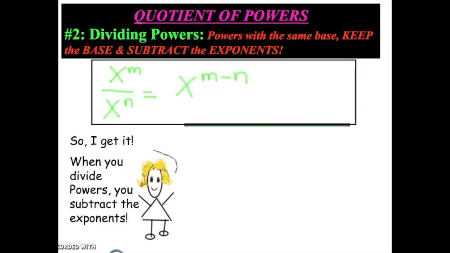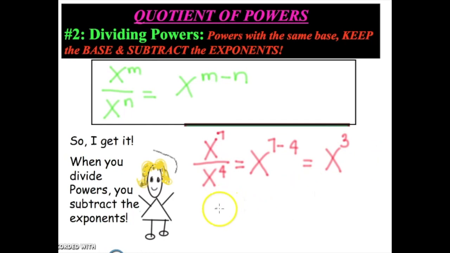Okay, let's follow up with some examples for dividing powers. So our first example, let's take a look. x to the 7th power is being divided by x to the 4th power. According to the rule, my base is the same, so I keep my base and I subtract my exponents, 7 minus 4, which would equal, keep my base, 7 minus 4, x to the 3rd power. Hope that made sense.